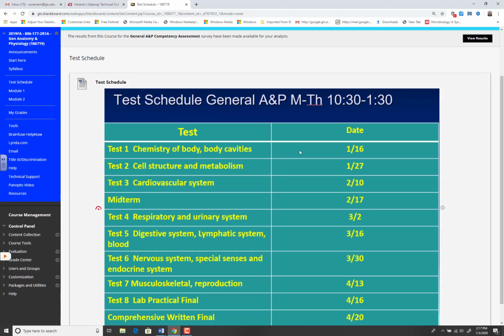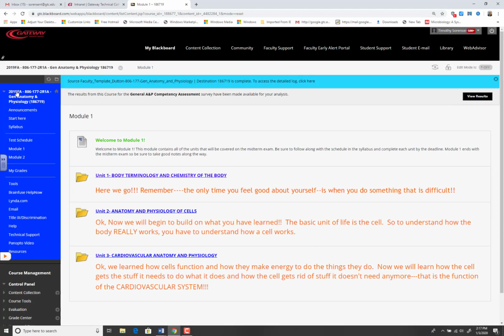So that's the test schedule. Then the class is broken up into modules. There are 2 modules for the course. The first module only has 3 units. The reason it only has 3 units is these 3 units are the foundation for everything that you will learn after this. So we need to spend some time on this.